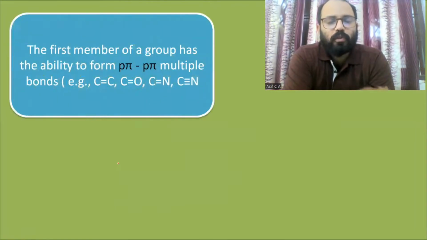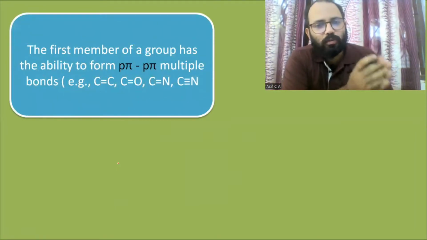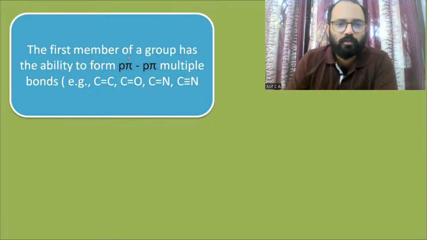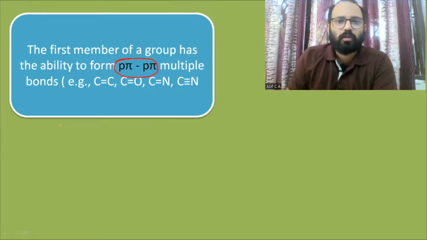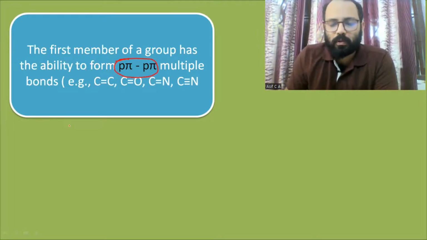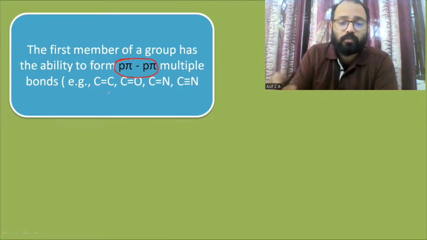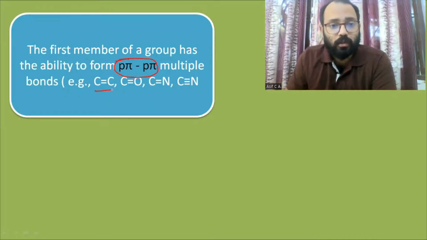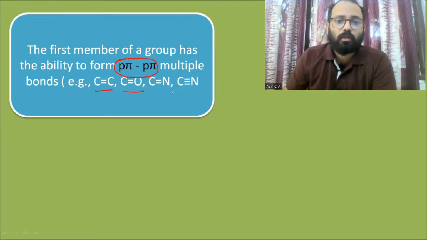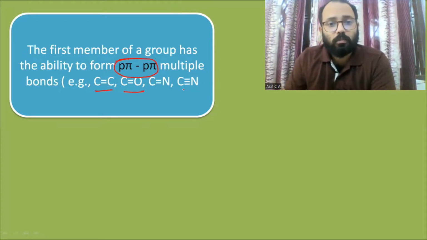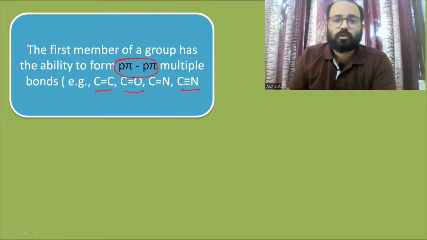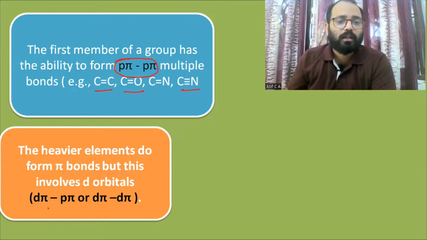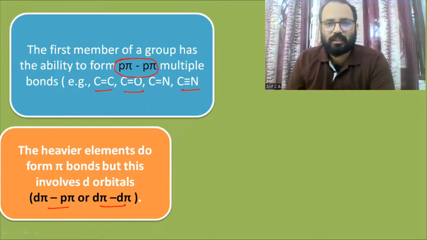Okay, so in the first group, the boron family, we discussed the unique property: the ability to form p-pi multiple bonds. The first member of this group is carbon. So carbon can have multiple bonds: carbon-oxygen double bond, carbon-carbon triple bond, carbon-nitrogen triple bond. These are possible, but the heavier ones cannot form p-pi bonds, they can form d-pi bonding. Already we have discussed it.